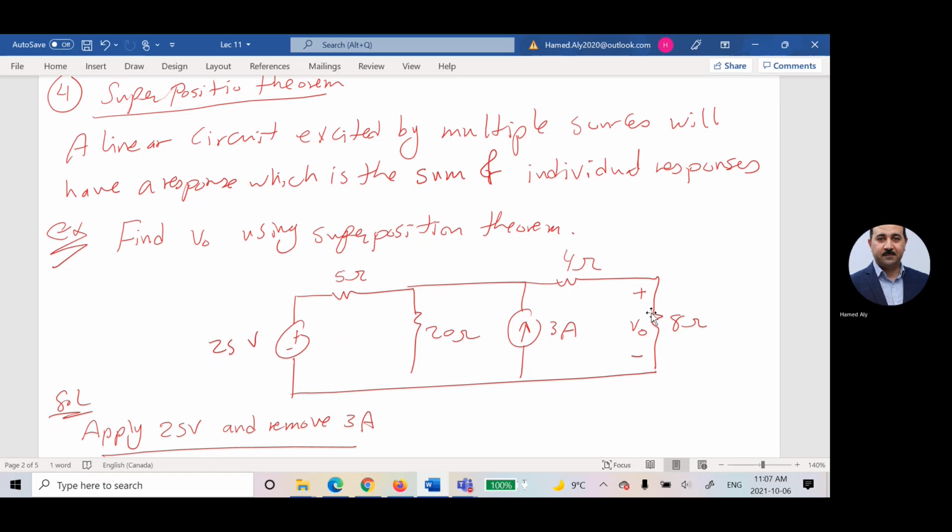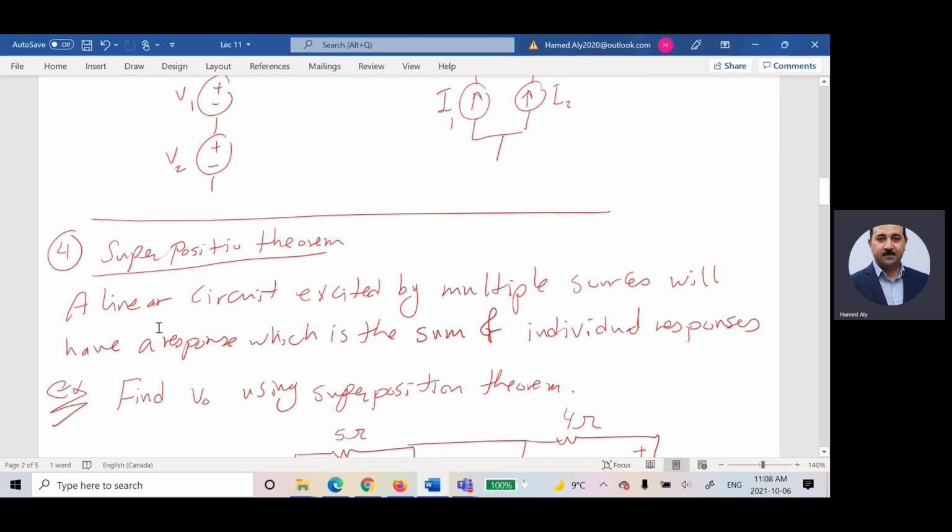What do you mean? If I apply 25 and remove 3 amps and calculate the power across 8, and repeat the same story by applying 3 amps and removing 25, calculating the power across 8, and if you add these two powers, it will not be equal to the power in 8 ohms due to these two sources. Because he said this method is applied only for linear, which means for voltage and current, not for power. I'll calculate the power and I'll show you.